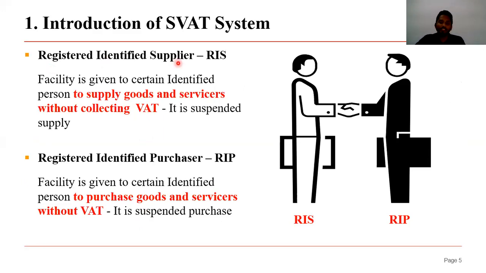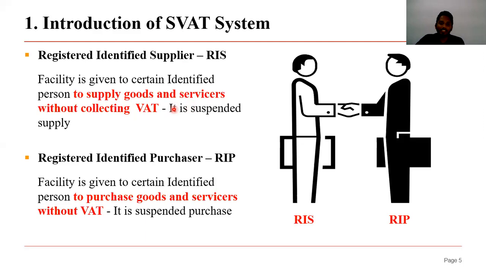And we'll see who the registered identified persons are. Basically, we know that there are two persons under the SVAT scheme. One is the registered identified supplier, the person who supplies goods to RIP, and the other is the registered identified purchaser. The registered identified purchaser facility is given to certain identified persons to purchase goods and services without collecting VAT. So they are supplying without collecting VAT.